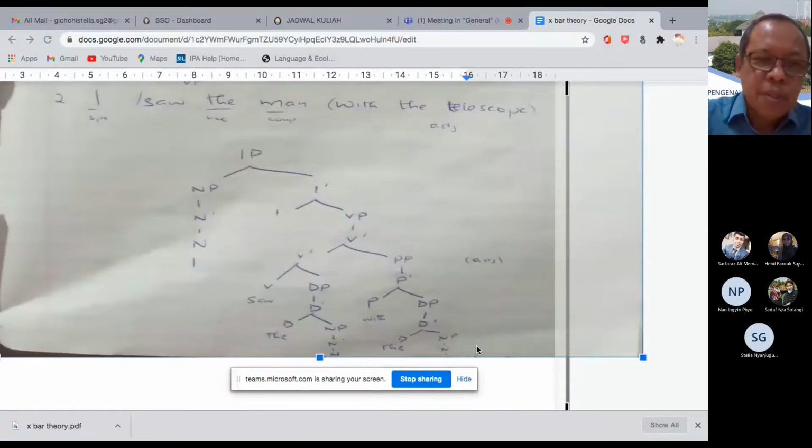Yep. Good. Actually, there are two possibilities here. With the telescope, you can modify the verb saw. Yeah, it can also modify the man.